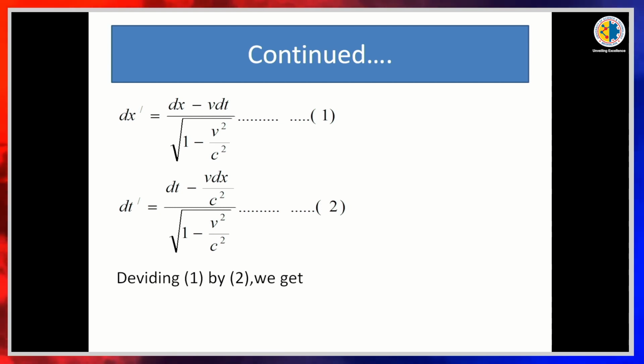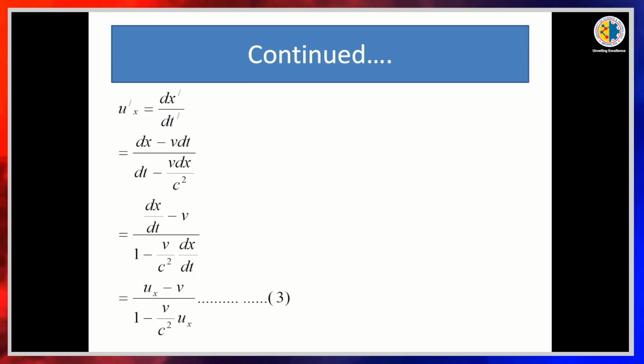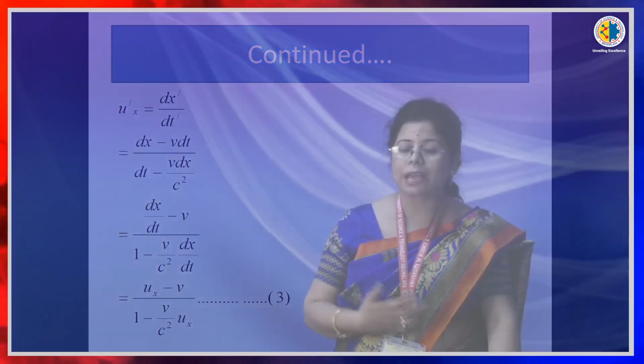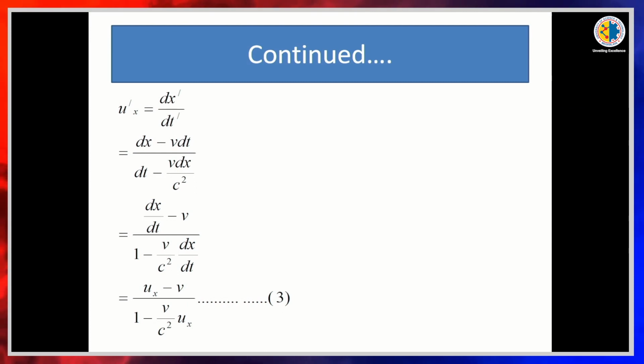Now, dividing equation 1 by 2, we get dx dash by dt dash. We know that it is the rate of change of displacement, and as the displacement is only in the x direction, it is the velocity component in the x direction, denoted by u dash x. The dash quantity means it is according to the moving frame, the S dash frame. So we write u dash x is equal to dx dash by dt dash.